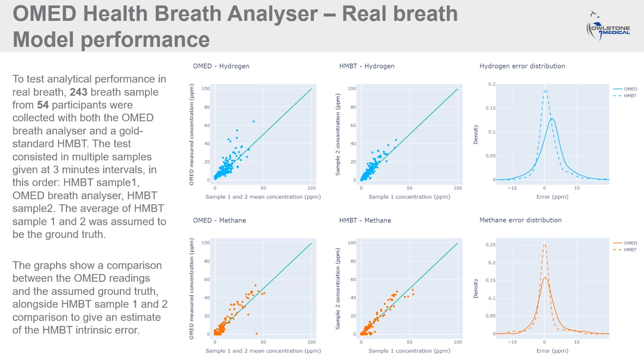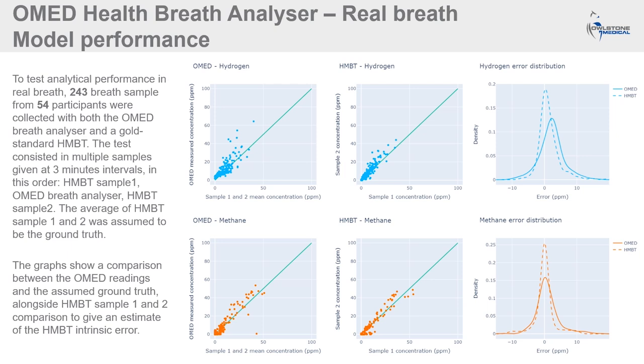Specifically, we had a total of 54 participants giving 243 breath sample sessions, in which every session consisted of an initial HMBT sample, followed by an OMED device sample, and again an HMBT sample, at intervals of 3 minutes. This way, we could use the average of the two HMBT samples as our ground truth, or the true levels of hydrogen and methane in the participants' breath, against which we could compare the OMED device reading and its accuracy.